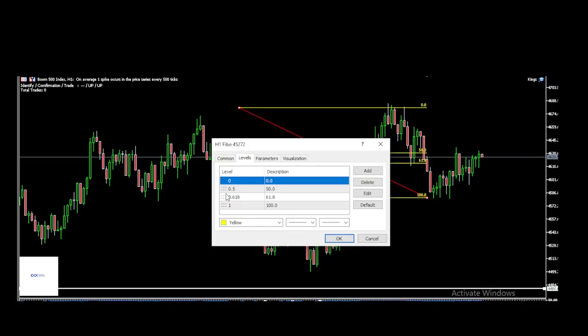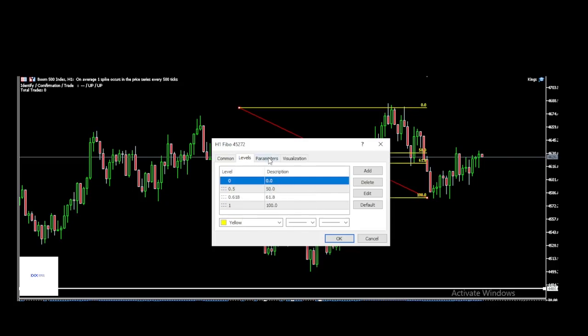0.68, 618, 0.5 and 0. That's all you need if you are going to be following my own strategy. You don't need all those other ones apart from this, so that you just focus on this level, which is level 61.8 and level 50. All right, so now you see how I set up my own.